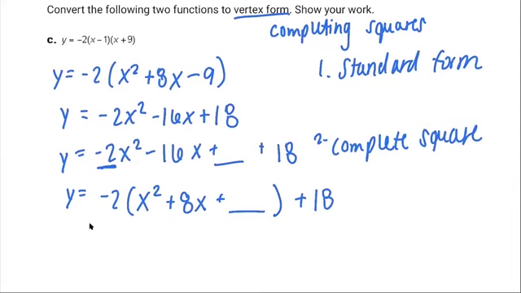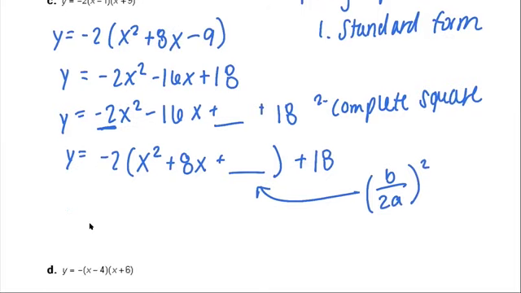So then what we look at is, what is going to complete this square? And this value, as you should have already learned in Algebra 2, is b divided by 2a, squared. So this turns into 8 divided by 2 times 1, squared, or 4 squared, which is 16. So we write our 16 there.